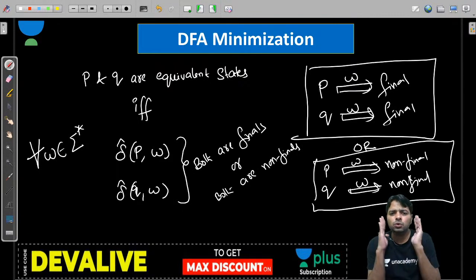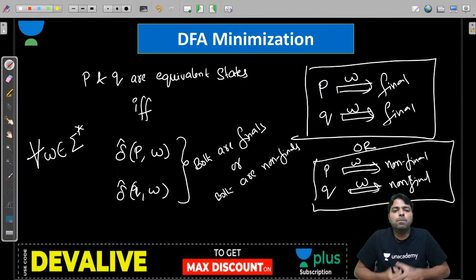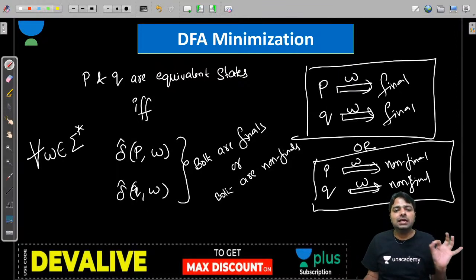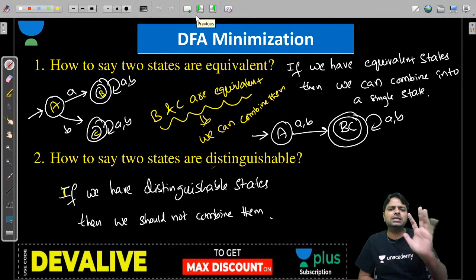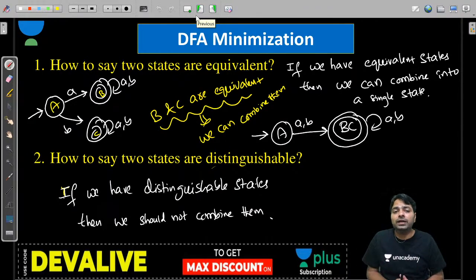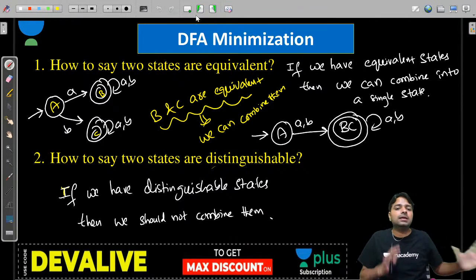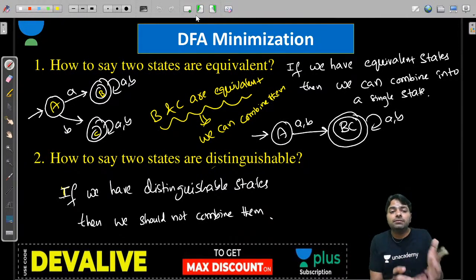Is it clear? If the two states are equivalent, then both should do the same job. You give me any string, either both will go to final or both will go to non-final. Is it clear? This is the definition of two equivalent states. Now go to this capital B, capital C. You give me any string, both will go to final. Even for every string it is not necessary to go to final. For some strings both can go to final, for some strings both can go to non-final. But this is a trivial one. B and C always both go to final. Very easy to combine.